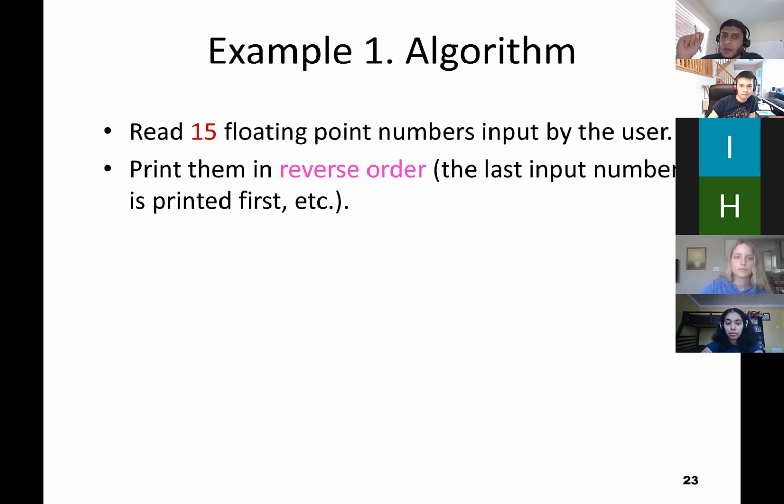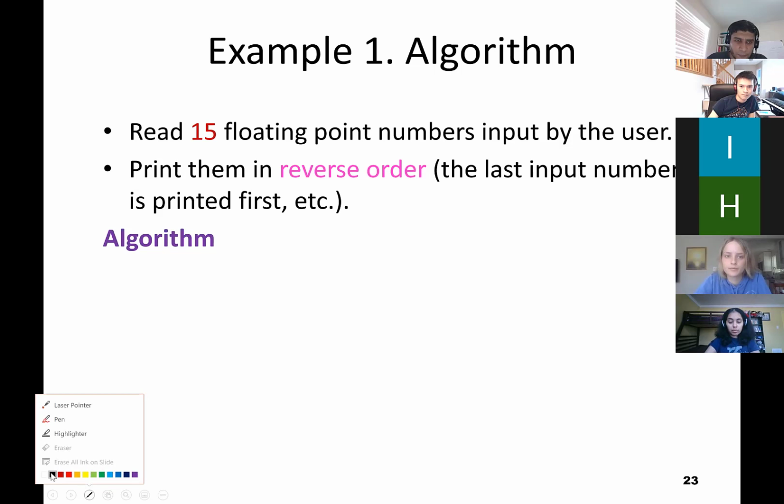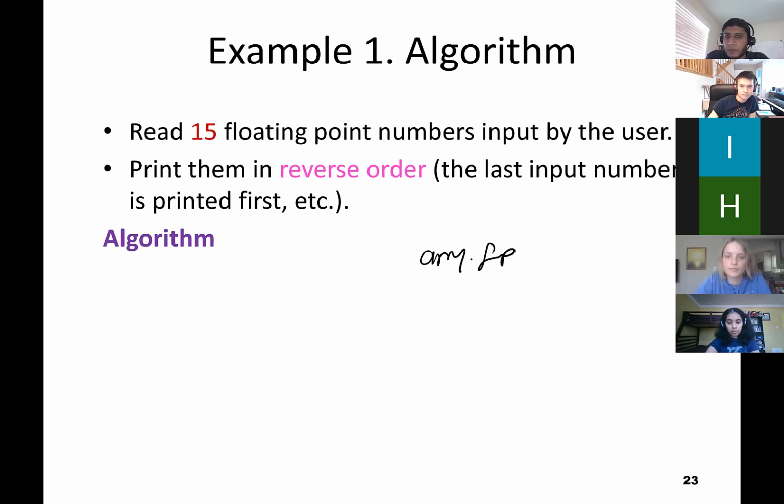So what I want to do is read 15 things from the user, and I want to store them in an array because I want to reverse their order. So I need to keep track of them. The first thing you need to do is define your array, and it has to be floating point, and it should be holding 15 elements, right? This is the first step.